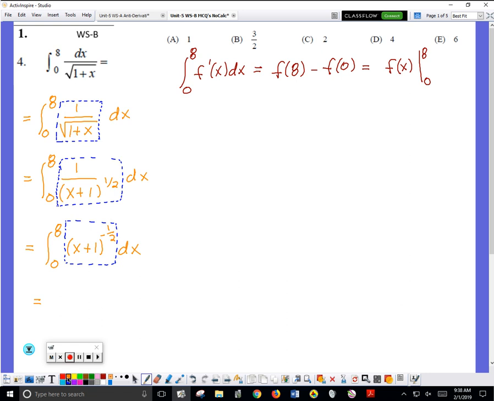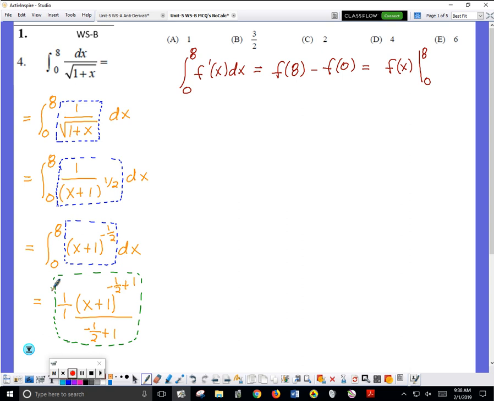So we would get 1 over a, multiplied by ax plus b. The a is a 1. So that's x plus 1 to the negative 1/2 plus 1, divided by negative 1/2 plus 1. So this is no longer f prime. This is now f. So change color. So that's my f function.